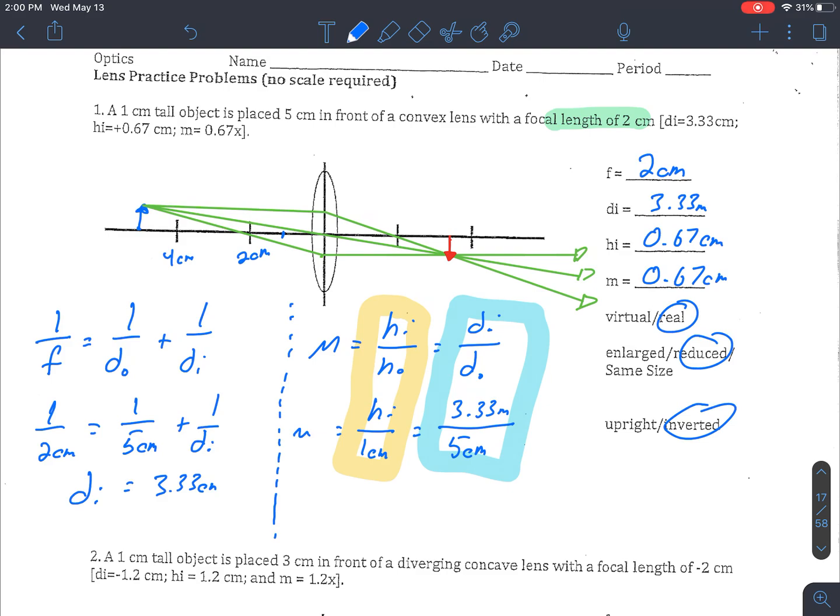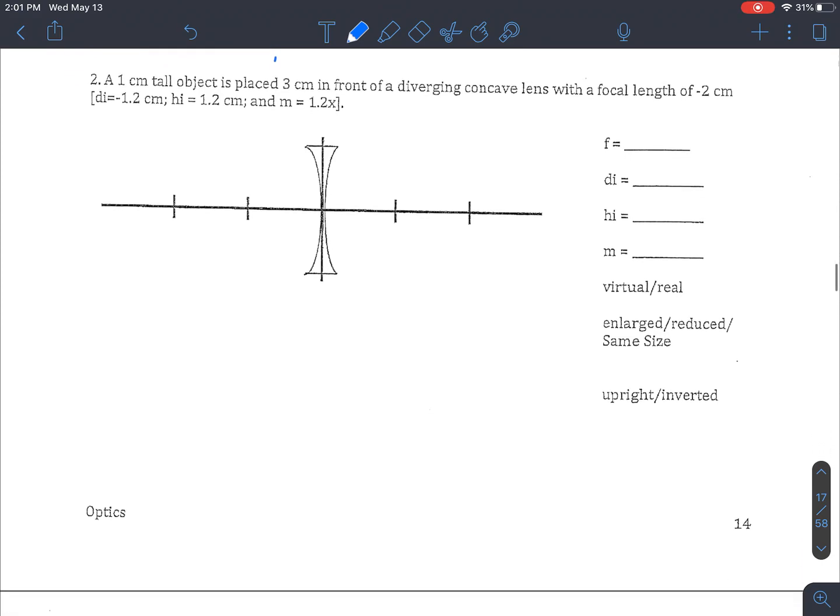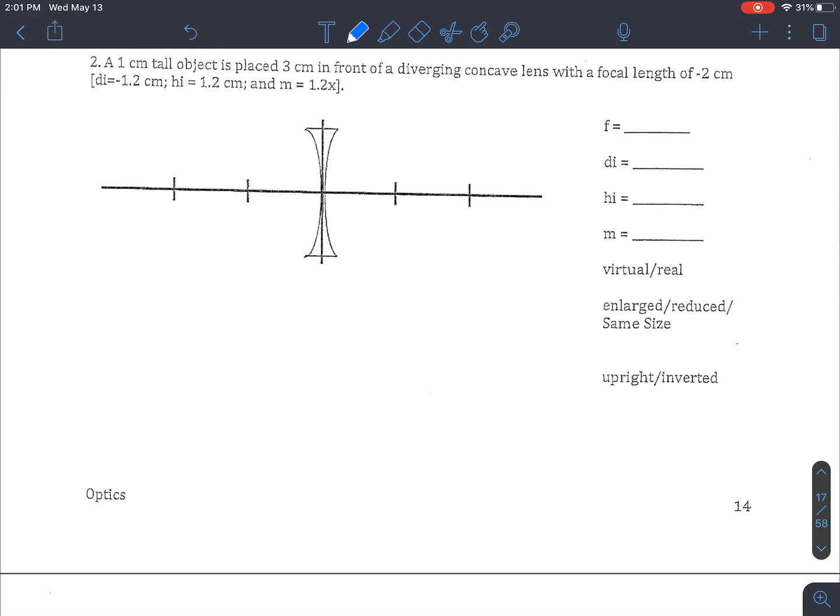Some things are going to change depending upon the position of our object, whether it's within a focal length, at the focal length, or further than a focal length. But we may or may not have time to get to that next week. So the next type of lens we're going to look at is a diverging lens. This is when the light is going to spread out, otherwise known as a concave lens.